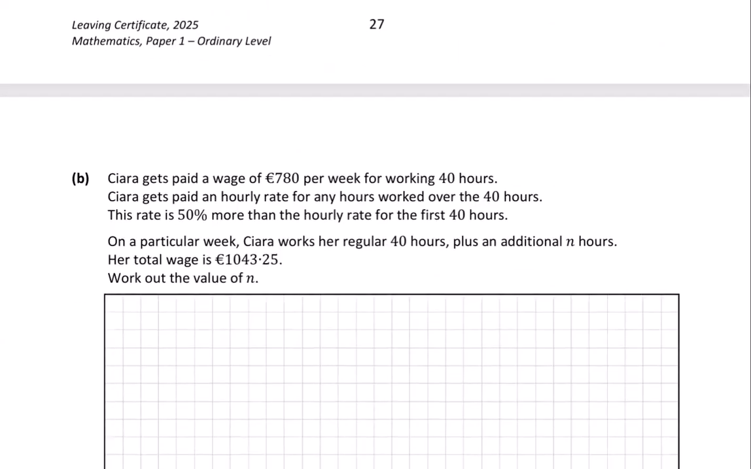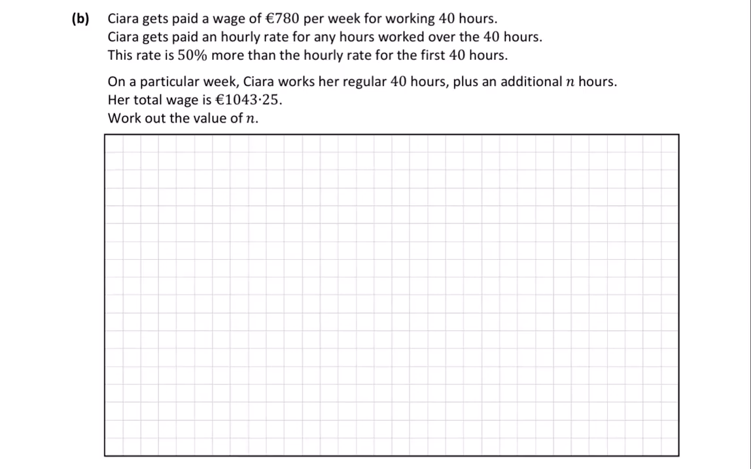Okay, next one then. Kira gets paid a wage of €780 per week for working 40 hours. She also gets paid an hourly rate for any hours worked over 40 hours. This rate is 50% more than the hourly rate for the first 40 hours. On a particular week, Kira works her regular 40 hours plus an additional N hours. Her total wage is 1043.25. Work out the value for N.